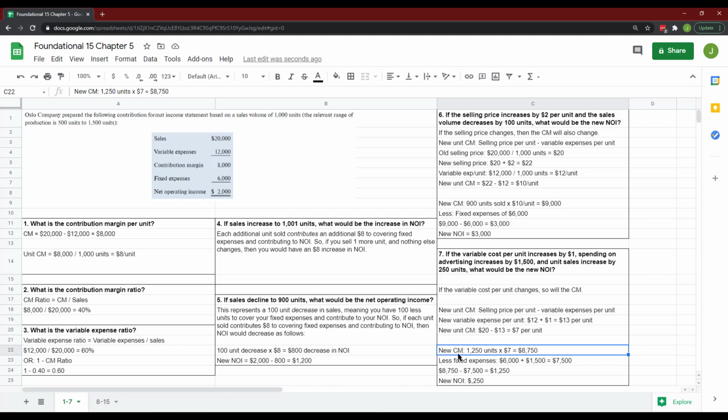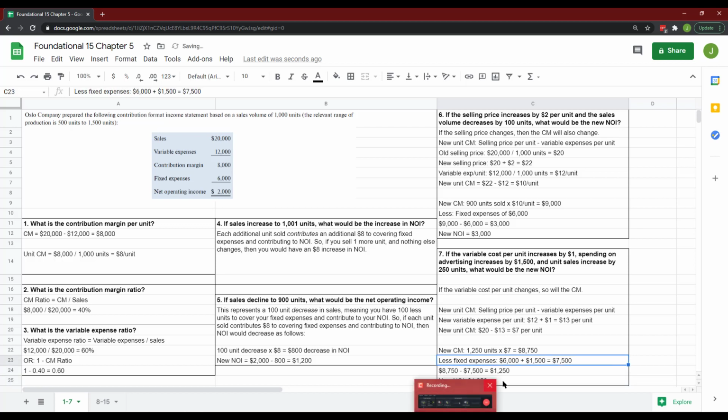Now let's find our new contribution margin. So we're selling 1,250 units, right? That's an increase in sales of 250 times your new contribution margin per unit of $7. That would give us a contribution margin of $8,750. So that's how much you would have to cover those fixed expenses and hopefully have something left over, right? So take that $8,750 minus the new fixed expense amount of $7,500 now, right? We added $1,500 to the $6,000. So $8,750 minus $7,500 gives us a new net operating income of $1,250.